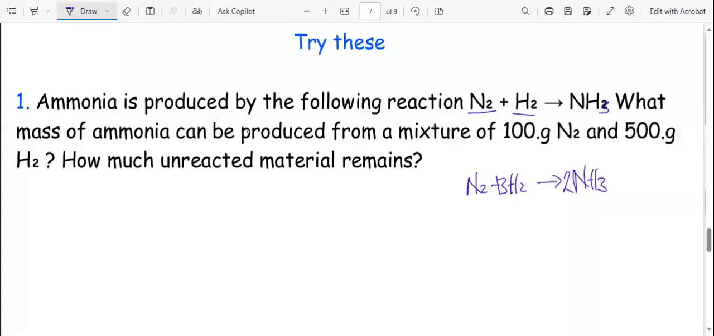What mass of ammonia could be produced from the mix of 100 grams of nitrogen and 5 grams of H2? How much unreacted material remains? It's still just the same as the previous one.